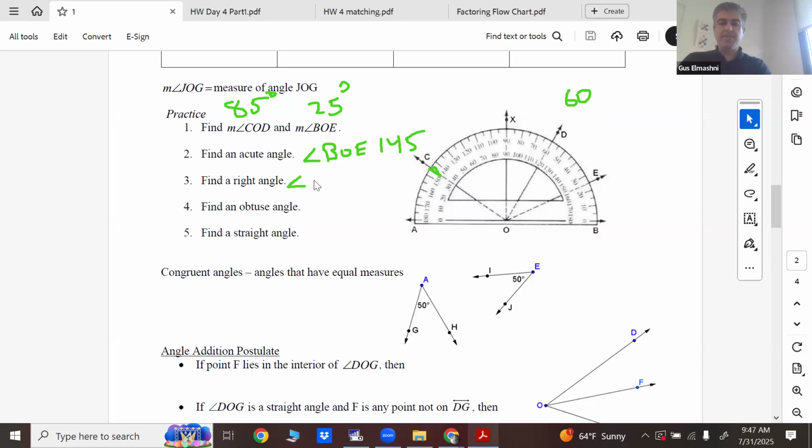XOB, love it. Or BOX. By the way, the only thing that matters is the vertex has to be in the middle. You could do BOX or XOB, it doesn't really matter.